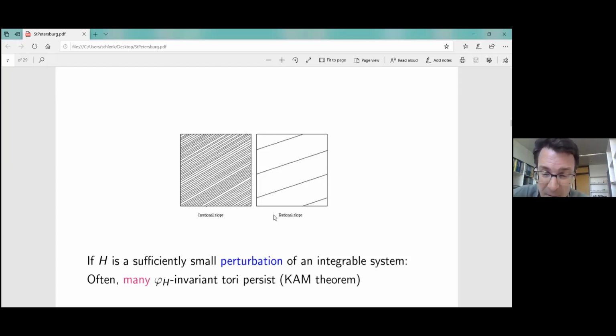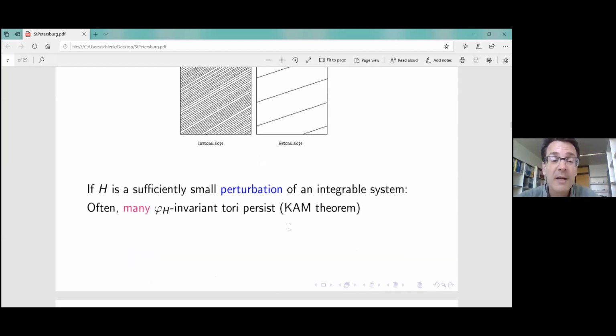You don't have a foliation by tori, but you have something like a Cantor set of tori, and under certain conditions about these slopes, you still have a positive and sometimes very large measure of tori that you can use for several things. Sometimes it gives you stability in small dimensions and so on. So Lagrangian tori appear everywhere in mechanics.